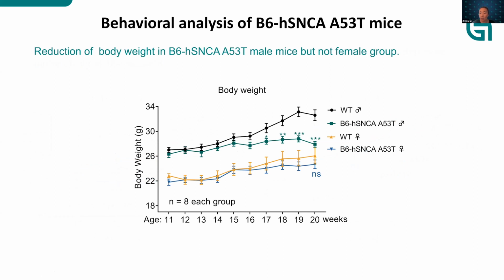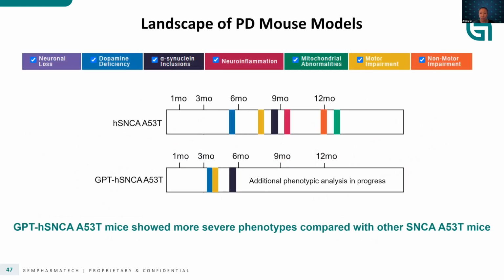And finally, parallel to these behavior changes, we do see a change of body weight between the mutant versus wild type. So here again, using the same diagram, summarizing what we have seen from our BAC transgenic animals, they seem to have the dopamine deficiency as well as the motor imbalance earlier than other alpha-synuclein pre-mutant animals. At the same time, the alpha-synuclein inclusion in Lewy bodies also seems to have an early onset, and additional phenotypic analysis is still ongoing as we speak.